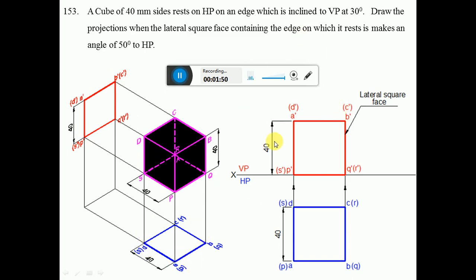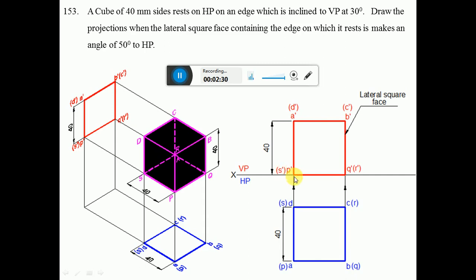So coming back to this orthographic view, here draw a vertical line of 40 mm, and then draw another 40 mm side, so you complete the square here. Name them ABCD as the top surface, and PQRS as the bottom surface. Now when you project to the front view, at the base, P and Q are near to the observer, so P dash, Q dash is visible, and R and S are away from the observer, so R dash, S dash become invisible.